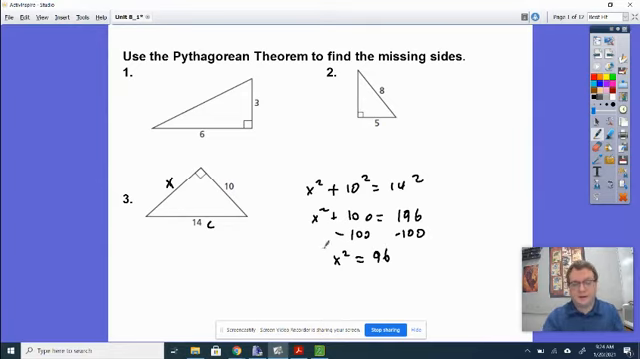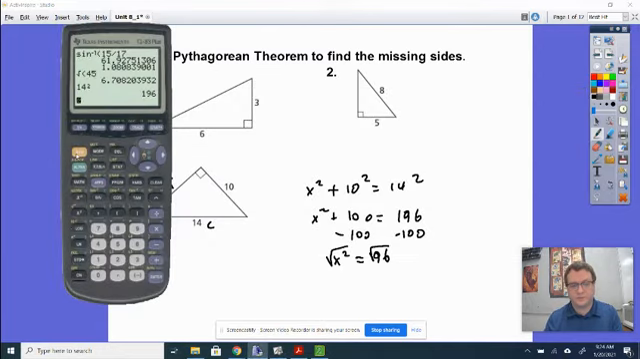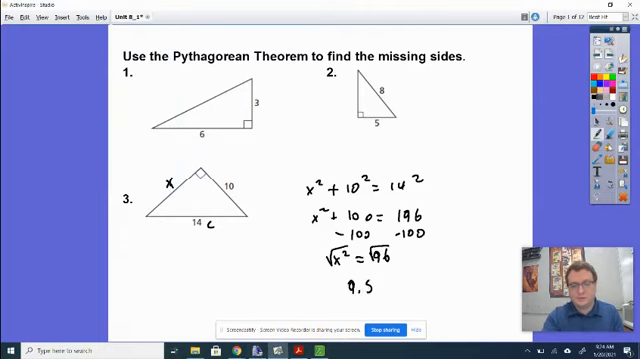And then again, 96 doesn't make sense here. 1, because you couldn't even have a triangle that existed that way. And 2, c needs to be the longest side, and 96 is definitely bigger. So we do need to take that square root to get rid of that square. So we're going to get about 9.8.